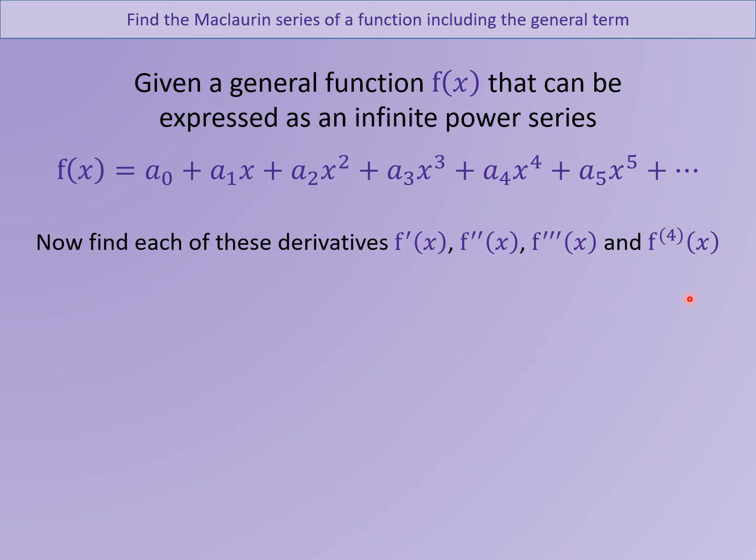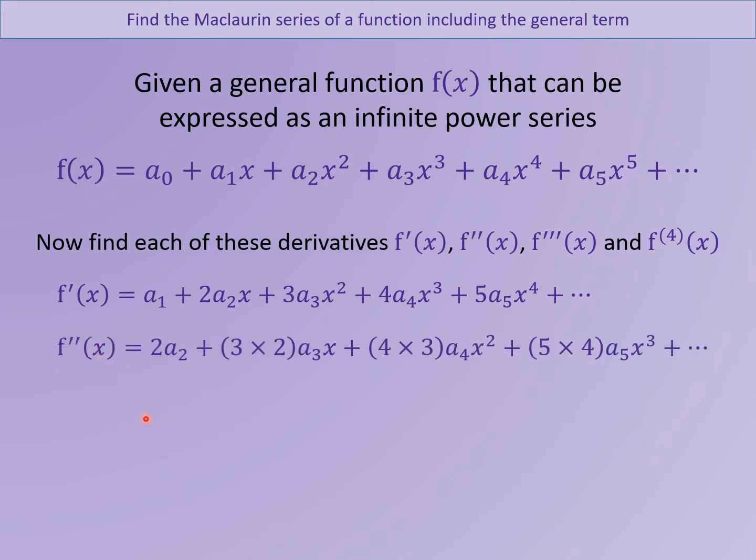Okay, so pause there, see if you can find each of those. Okay, so let's see what you got then. So if you just differentiate the first one in terms of x, hopefully you would notice that a0 would have gone because it's just a constant, but the a1 next to x would definitely be put at the front, and you'd get this sort of pattern here. So you've got 2 lots of a2, 3 lots of a3, 4 lots of a4, and so on.